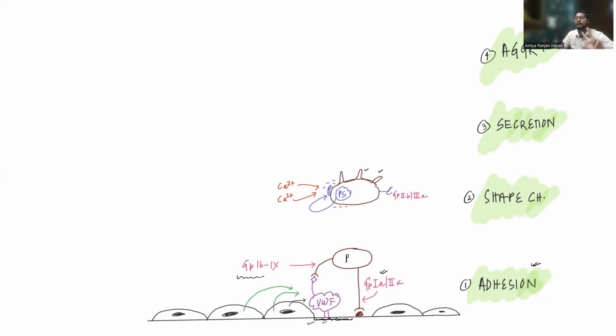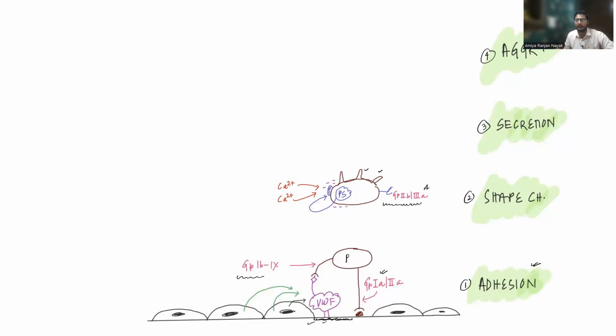Along with that, there are 2 important changes that you have to understand. The first one is that the GP2B3A receptor will become activated. What is the function of this receptor? That we will study later, but for the time being, remember that whenever the platelets are activated, the GP2B3A receptors will become active.